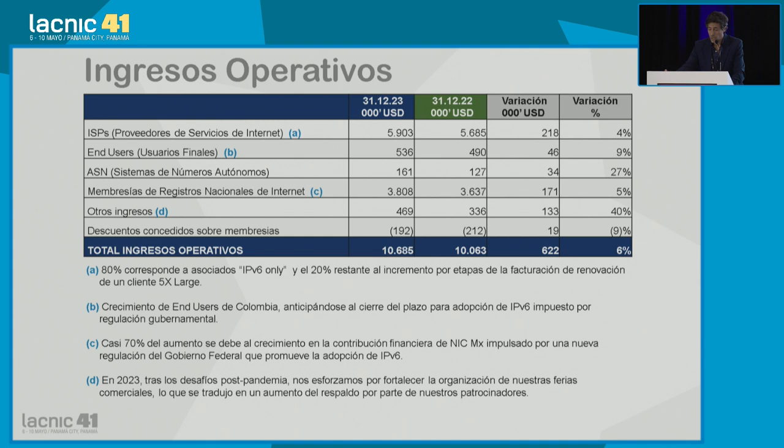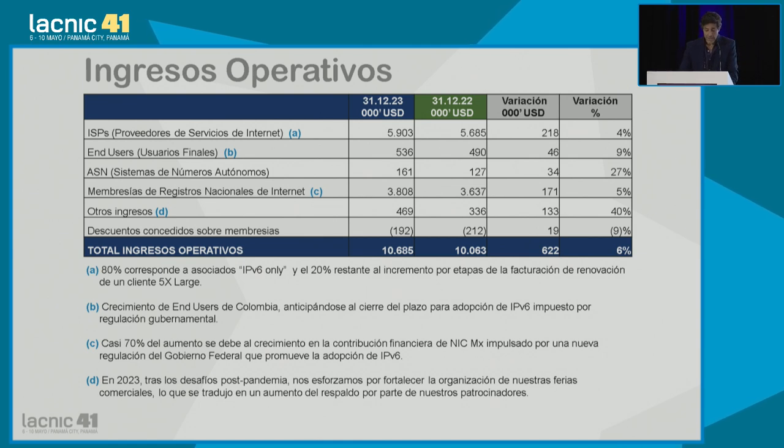Regarding operational income, this table shows the composition and the variations compared to the previous year. This is the same information included in the notes on the financial statement that we shared with you previously. The main variations are those highlighted in the table in blue. The growth of the increase in ISPs responds to the increase of IPv6 only requests by users. The increase in end users is due to the compliance with the deadlines established by a government provision in Colombia, which forces the users to adopt IPv6.